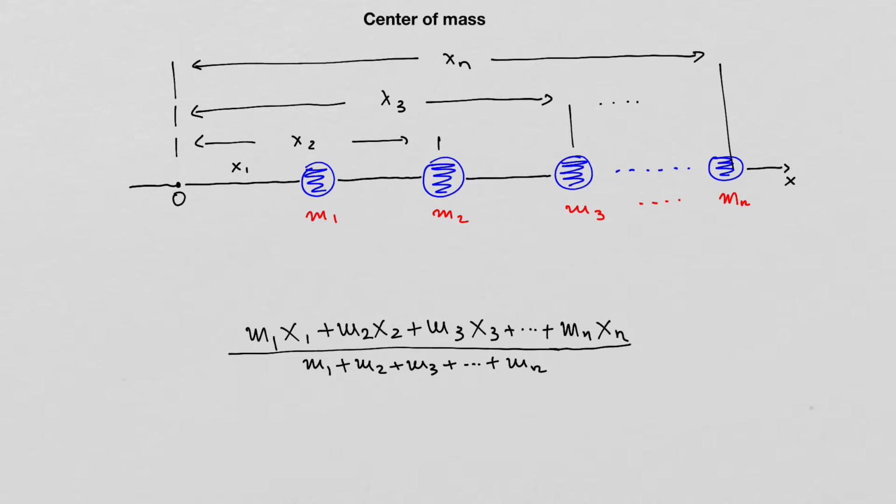And I'm going to call this the coordinate of the center of mass of this system of particles along the x-axis. So this is x, the position of the center of mass of this system of particles in space, and this is a one-dimensional space. Therefore, the center of mass will be somewhere along the x-axis.